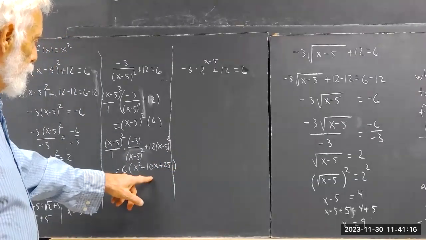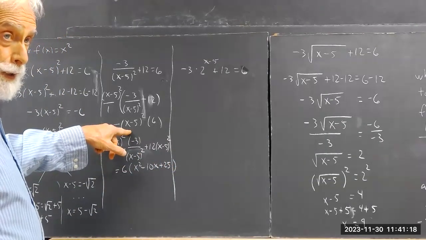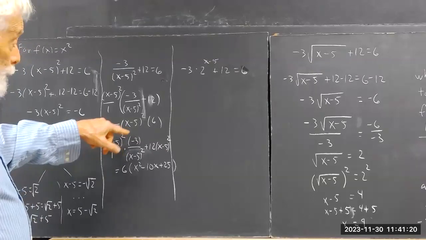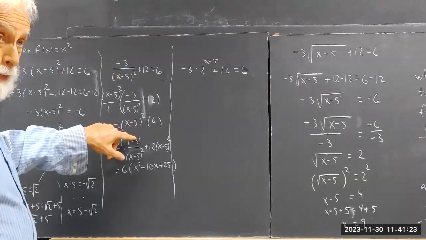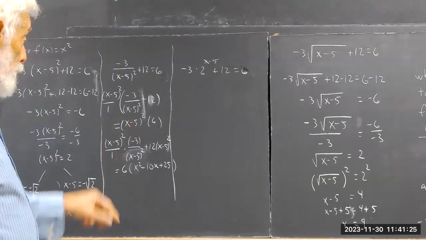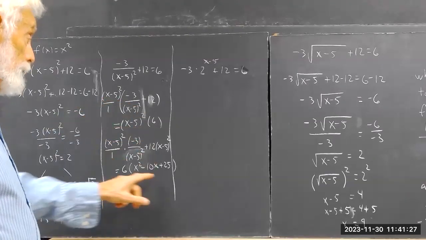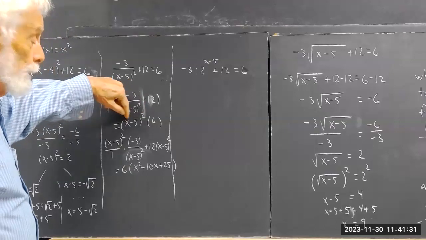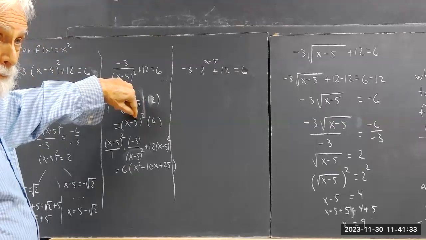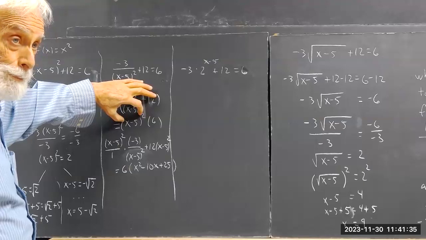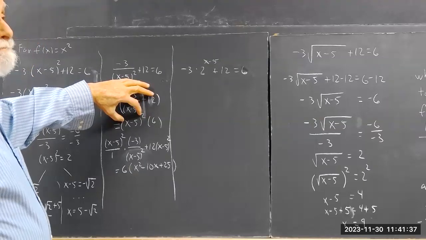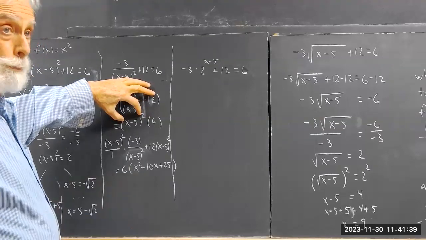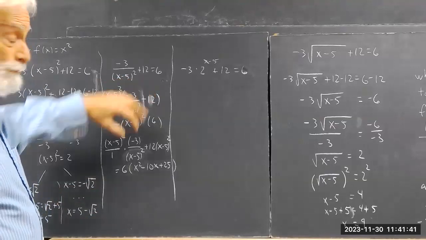Now I haven't written out the details, but I've squared x minus 5. Do that as x minus 5 times x minus 5. Don't do that as x squared plus 25, which would be totally wrong. Squaring does not distribute over subtraction or addition, right? Distributive law.